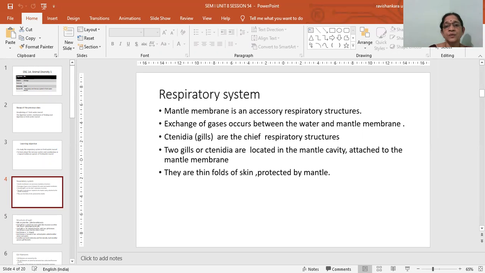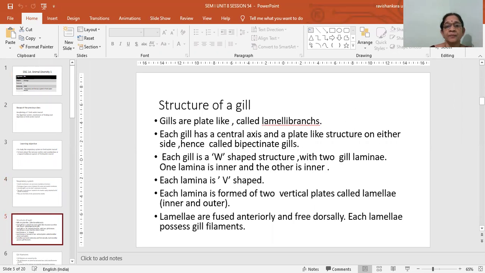The mantle membrane also works as an accessory respiratory structure. Exchange of gases occurs between water and the mantle membrane. Ctenidia are the chief respiratory structures. Two gills or ctenidia are located in the mantle cavity attached to the mantle membrane, and they are like thin folds of skin protected by the mantle membrane.